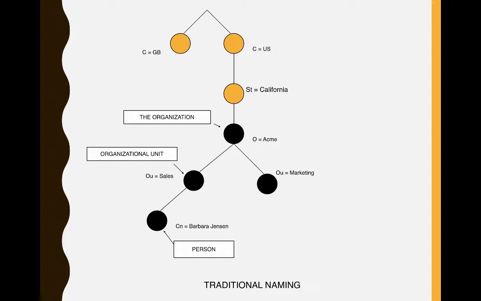So in the same level of the tree, the name that I use is a canonical name to distinguish myself from others in the same level. But if I want to distinguish Barbara Jensen in US from Barbara Jensen of Great Britain, then I would have to mention all of the following attributes, like Barbara Jensen working in sales department of Acme organization in California of US. So that forms your distinguished name.